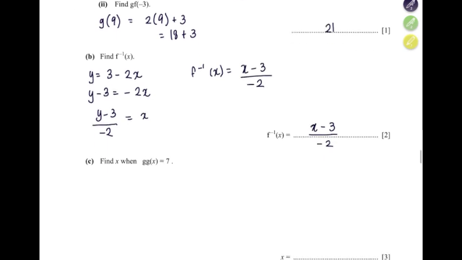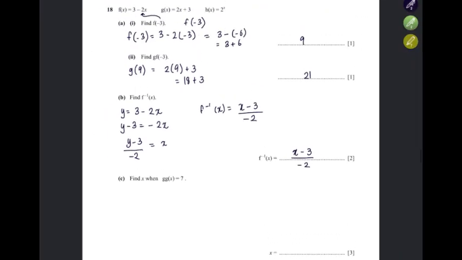Find x when g of x equals 7. So first step is find g of x. That means instead of x, write g of x. So 2 here and then x plus 3. What do we add here? We add our g of x, which is 2x plus 3. Simple. 2 into 2 is 4x, plus 3 into 2 is 6 plus 3. This will be 4x plus 9.